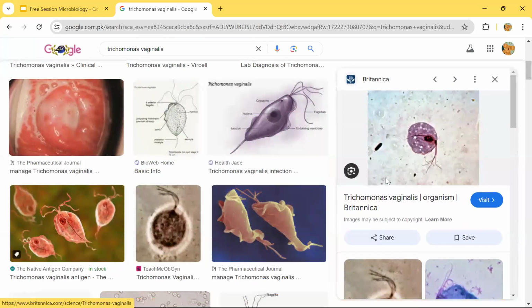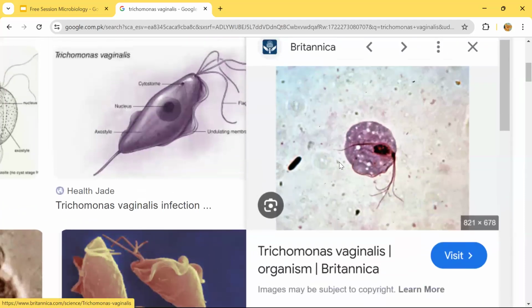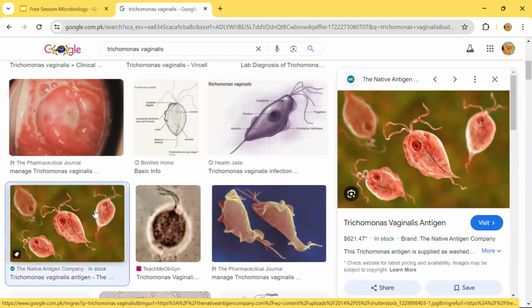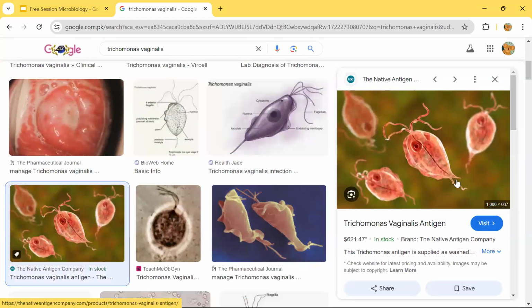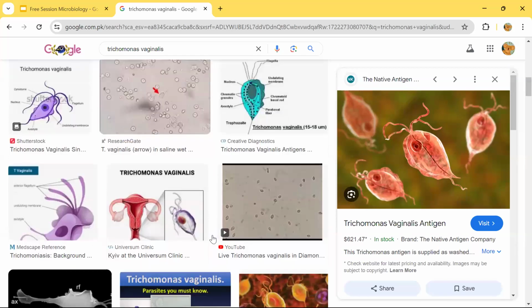Let me show you, if you can see here clearly. Is this picture clear to everyone? Okay, good. Let me show you some other pictures. This is a good picture, which is very colorful. However, you will not get this type of picture in your exam. Mostly they will give you the picture under normal saline or gram staining. So let me find some.